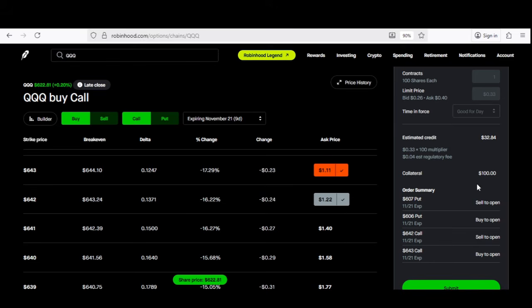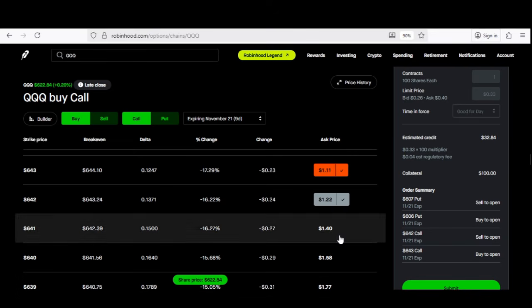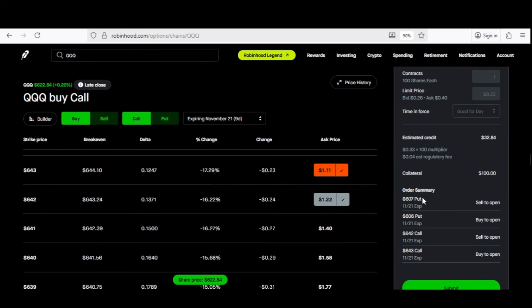So come expiration date, you want this share price right here to stay below your 642 and stay above your 607. Once that happens, you're going to be able to keep this income. Remember, I did mention this. This is yours to keep no matter how the trade goes. And you're going to be able to get your $100 released back to you in order for you to go ahead and do what you want.